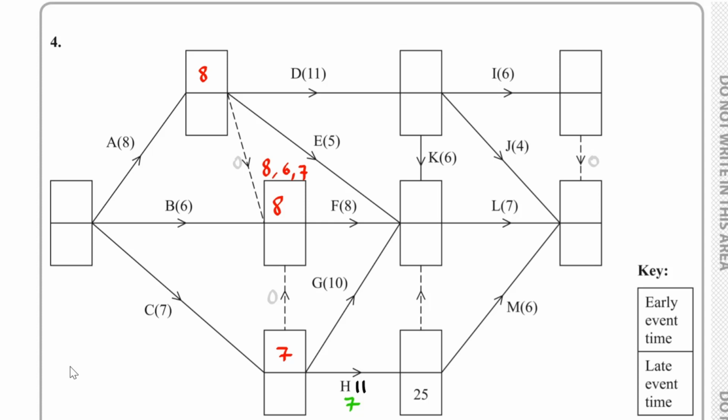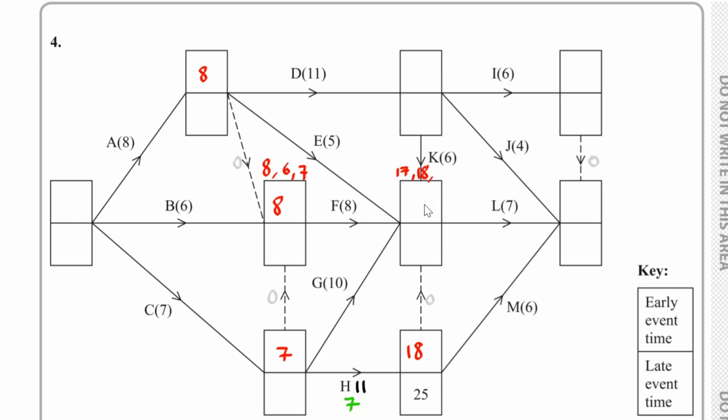Now, if we take a look at this box over here, well, first of all, 7 plus 10, that would be 17. Okay? And then we've got over here 7 plus the 11, that would be 18. Nothing else goes into H. So we have 18 over here. Now don't forget here, we've got a dummy, so we have a duration of 0. And then 18 plus 0, that's 18. So we have 18 here.